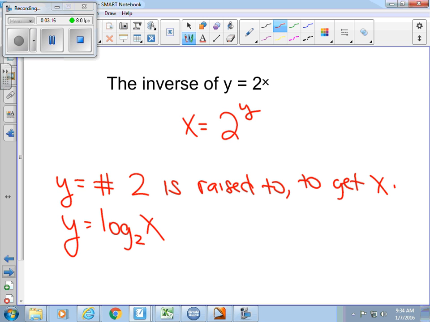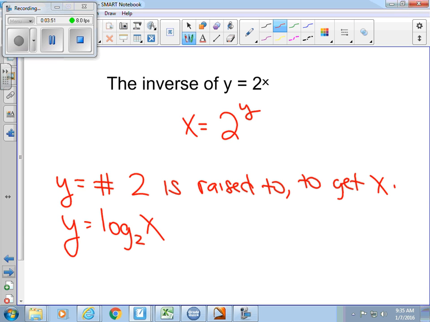Logarithm is a Latin word. So all they're saying, all a logarithm is, is the power that 2 is raised to get x. That's it. That's what a logarithm is. It is the inverse of an exponential. Because the base was 2. So if it were 3 to the x, what do you think the inverse would be? Log base 3. So that's what a logarithm is.